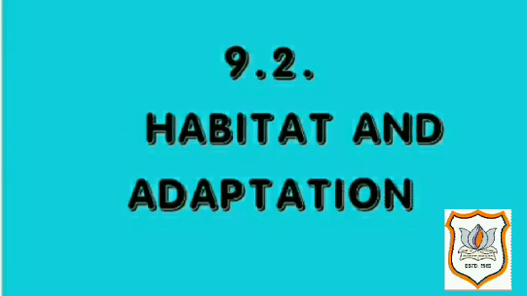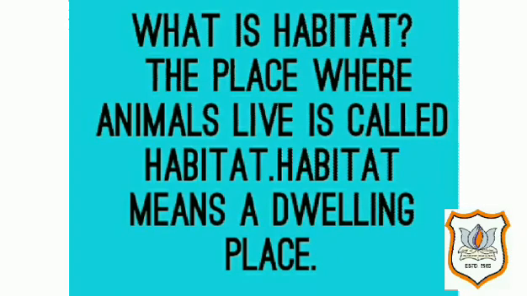So, our next topic is habitat and adaptation. What is habitat? The place where animals live is called habitat. Habitat means a dwelling place. A habitat provides food, water, air, light, shelter, and a place for breeding to the plants and animals living in it.